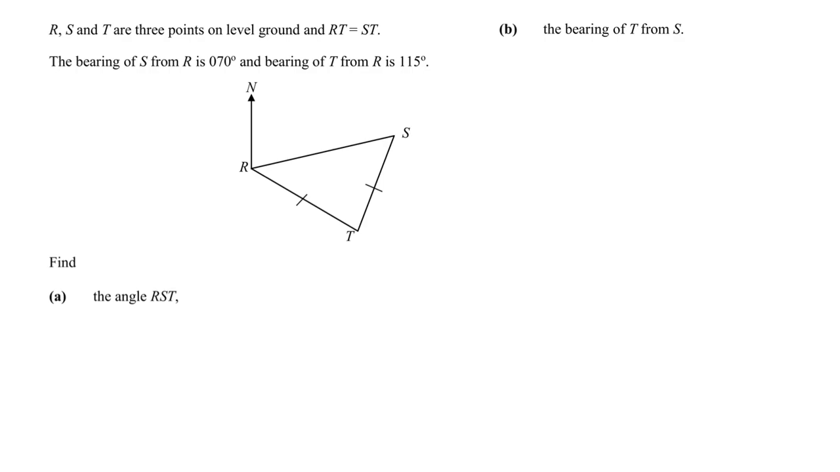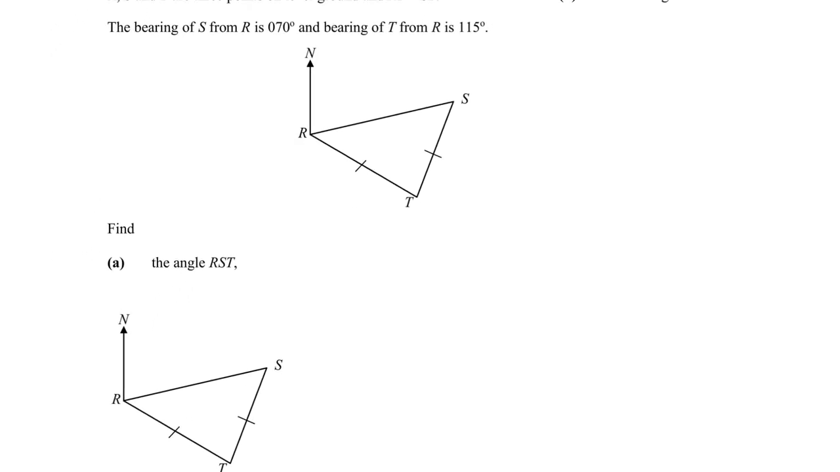Hello everyone, welcome to this video where we are given R, S, T as 3 points on a level ground and RT equals ST, that is an isosceles triangle. We are also given 2 bearings and therefore I'm going to zoom in on the diagram here. I'm going to make a copy so that it's easier for us to have a look.